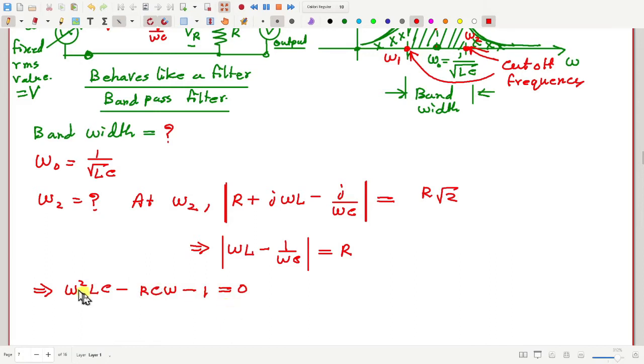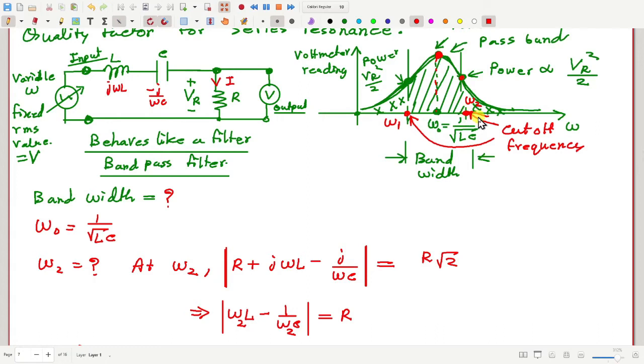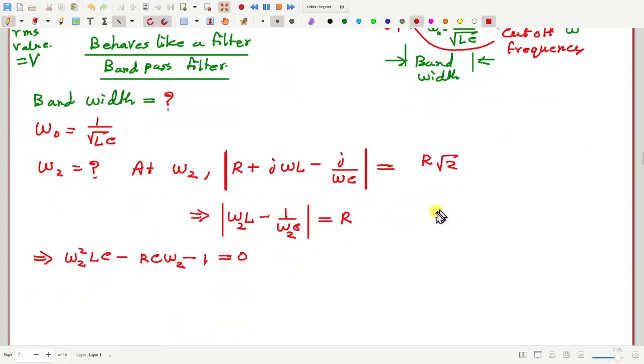Now, which one is larger at omega 2? This is for omega 2. Which one is larger, omega L or 1 by omega 2 C? At omega naught, which one is larger, omega L or 1 by omega C? Equal. Then at omega 2, which one is larger? Omega L, sir. Okay, so here L is larger. So here omega 2 L should be greater than this.